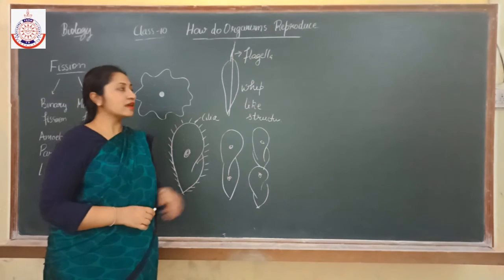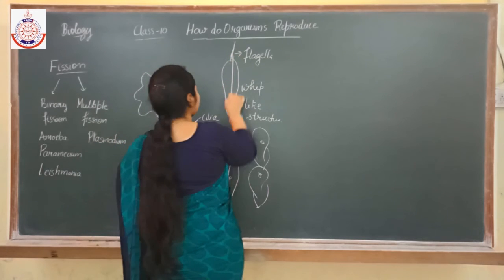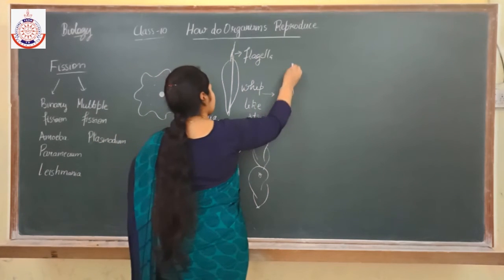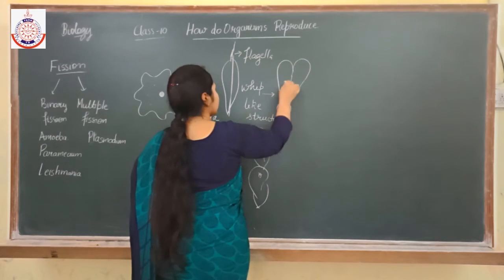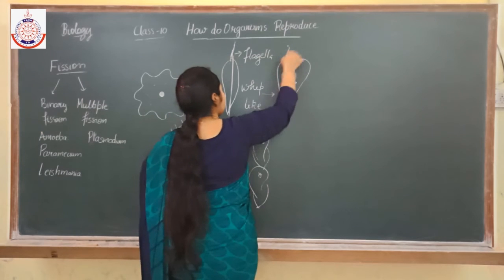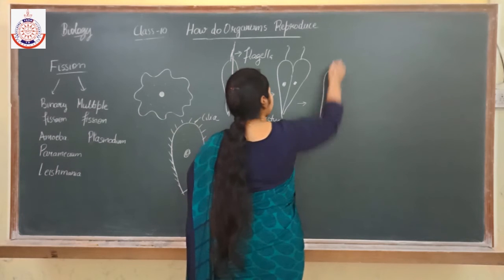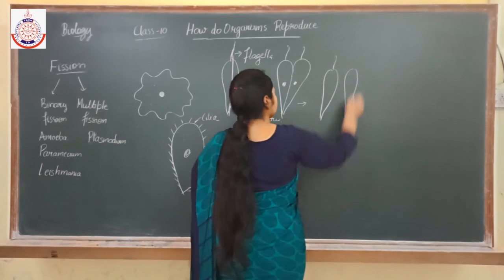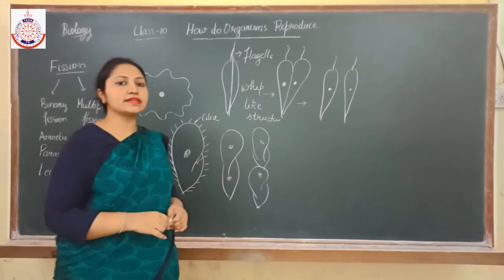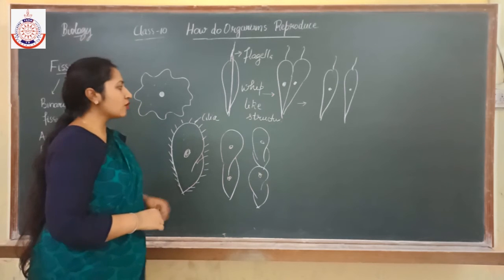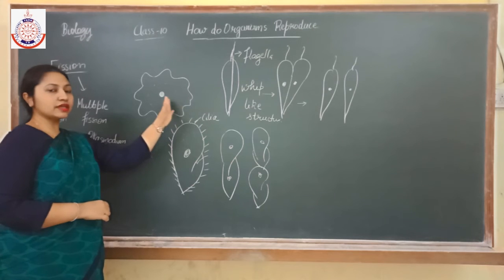Why? Because it has a whip-like structure. So, in the longitudinal manner, when the fission happens, it forms like this. First the nucleus divides and then the cytoplasm, and it results in the formation of two Leishmania daughter cells.